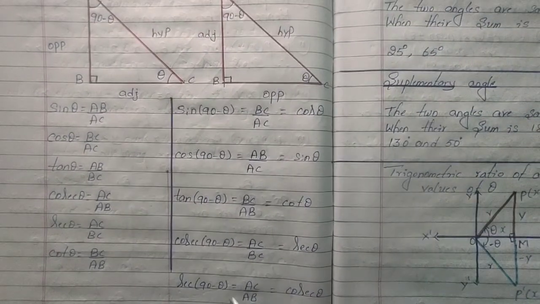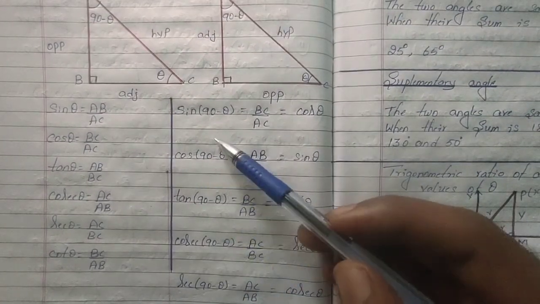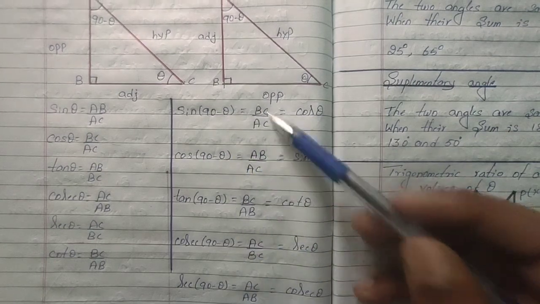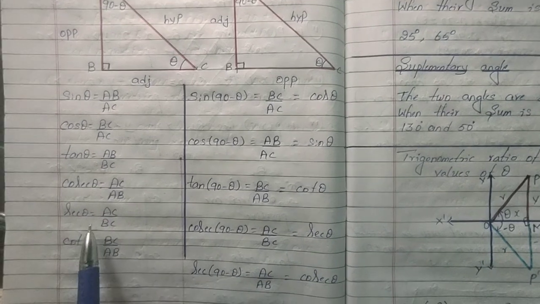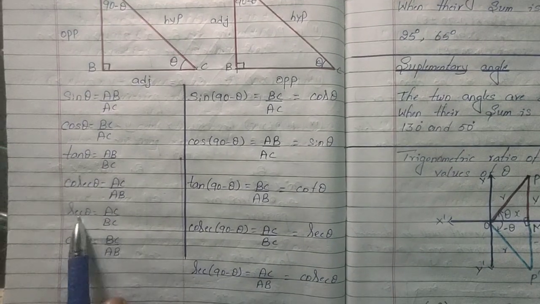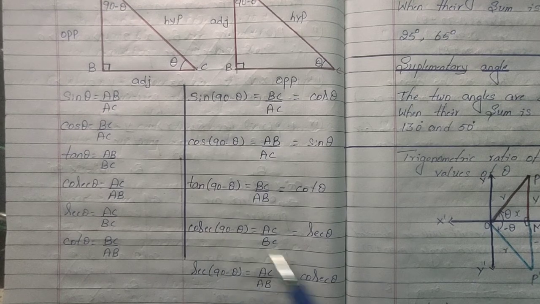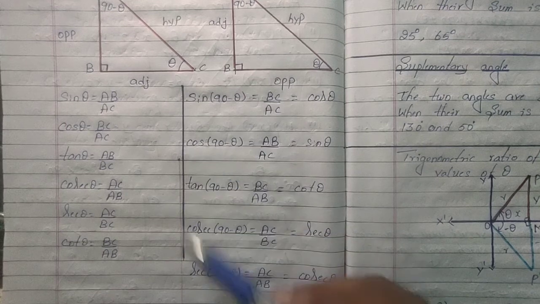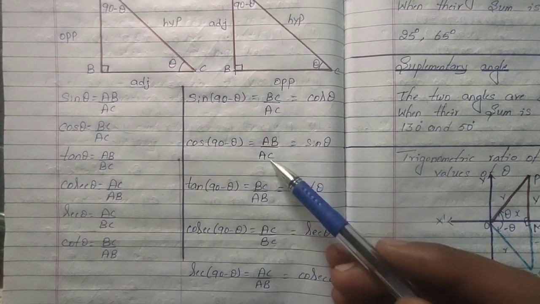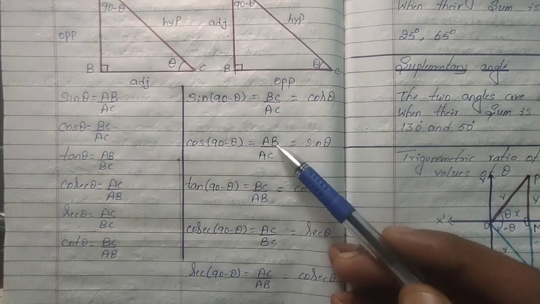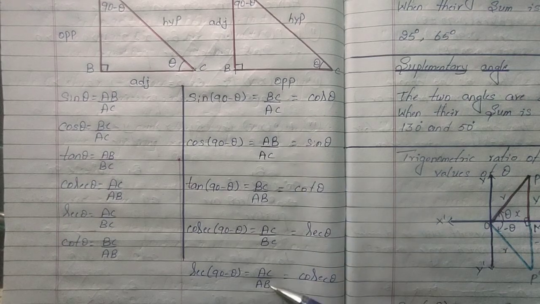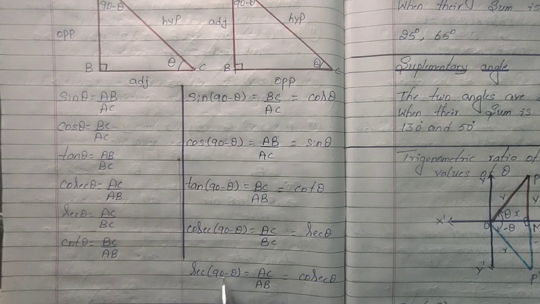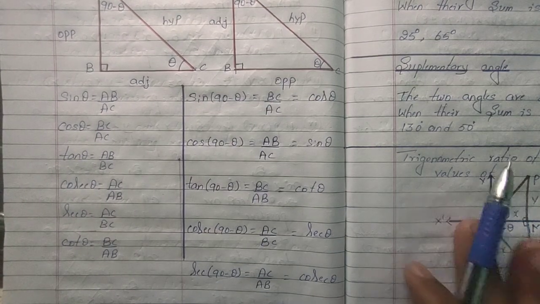If you want, let us check. See, cosecant of 90 minus theta. Cosecant means reciprocal of sine. So AC by BC. On the left hand side you see AC by BC is what? Secant theta. So cosecant 90 minus theta is secant theta. Now let us take secant. Secant is the reciprocal of cos. What is the reciprocal here? AC by AB. AC by AB is cosecant theta. So secant 90 minus theta is nothing but cosecant theta.